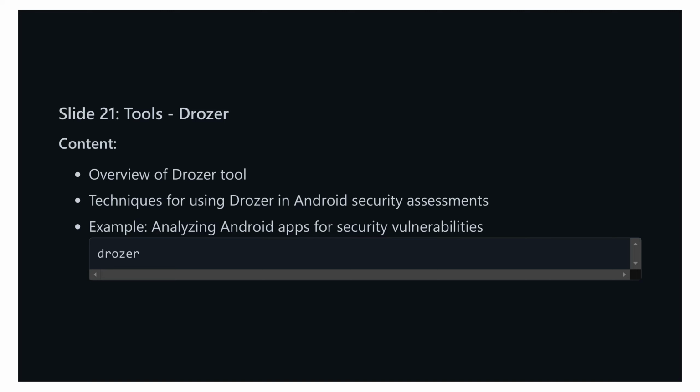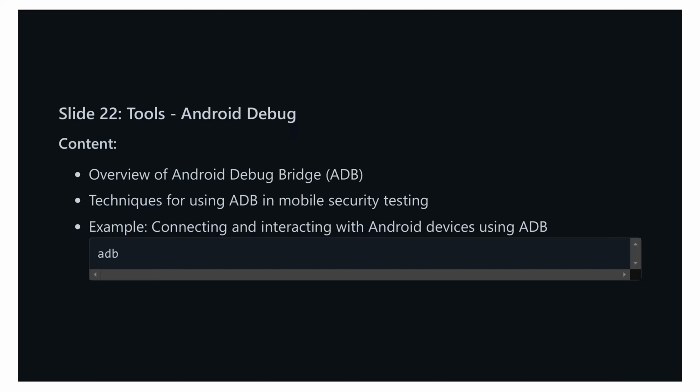In the next slide, we will discuss another crucial tool in mobile security testing, the Android Debug Bridge, or ADB. Through this tool, we'll explore how to connect and interact with Android devices for in-depth security evaluations. Let's proceed to understand the capabilities of ADB. Slide 22, Tools. Android Debug.